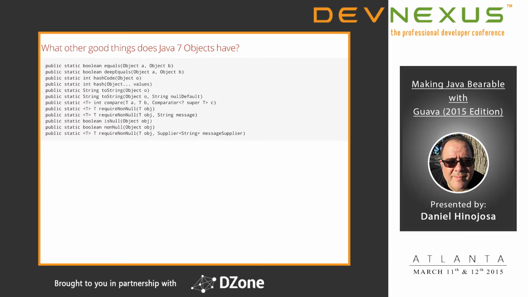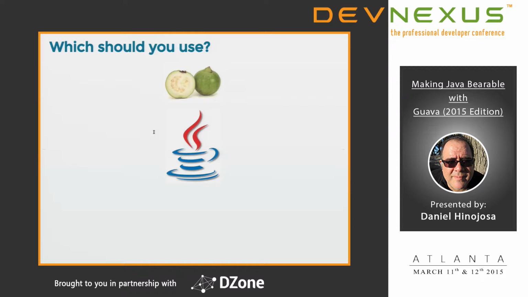Again, this has nothing to do with Guava. This is the pure Java one. Require null is null, not null, require not null. So you have a lot going on with Java 7's objects. So which should you use? I would say go to the Java one.